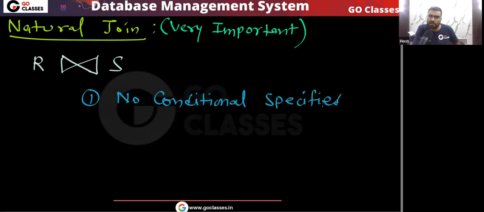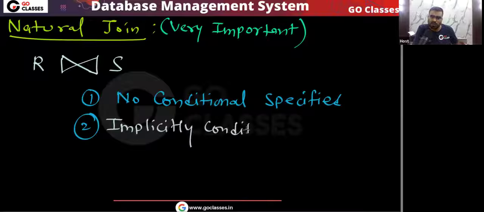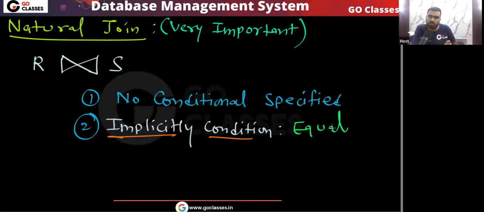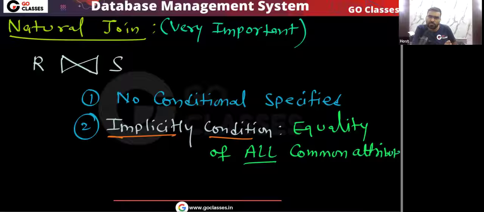No condition is specified. Implicitly, what is the condition? Because we do not specify any condition, you will not write any condition. Implicitly, there is a fixed condition. What is that? That is equality of all common attributes. Common attributes means attributes with the same name. So this is the implicit condition.